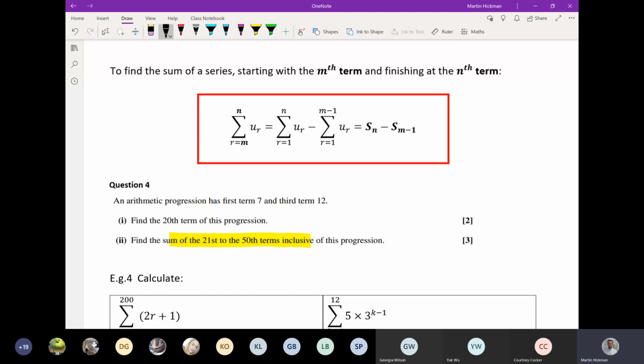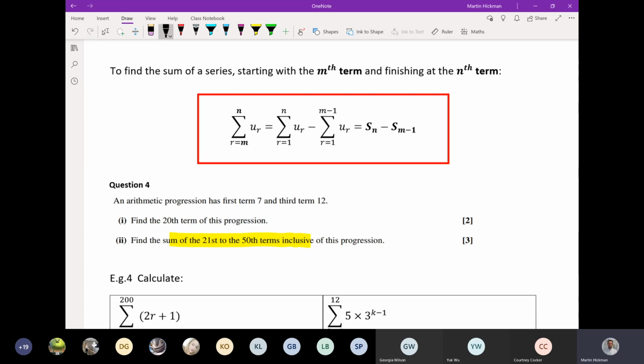What a number of people did was they found the sum of the first 50 terms, which was good, and then realized that, well, we don't want all of the terms before 21. But what a lot of people did was they took away the sum of the first 21 terms. Now that's incorrect, because if you take away the sum of the first 21 terms, you'd be taking away that 21st term as well, but you want to include that.